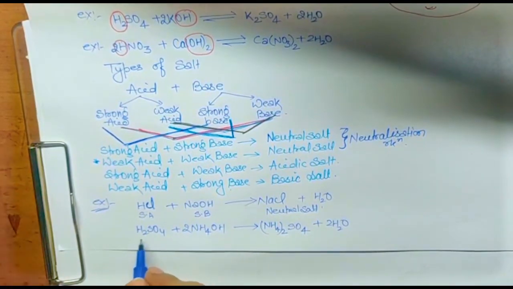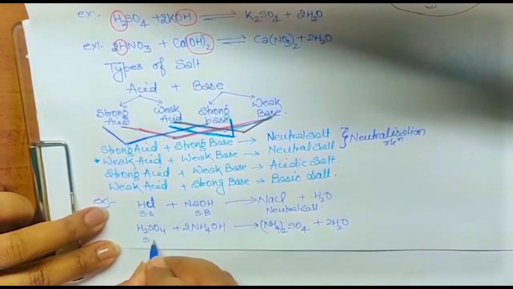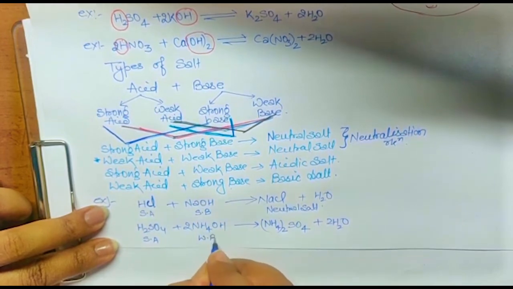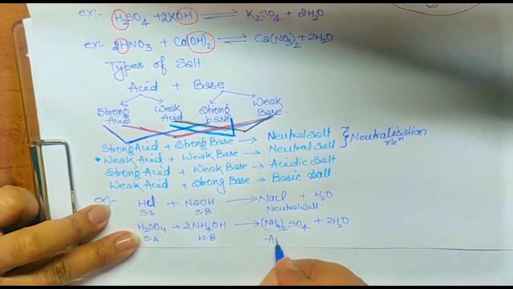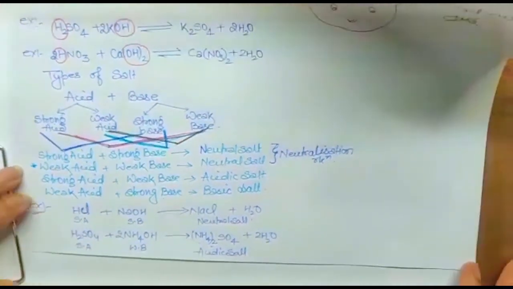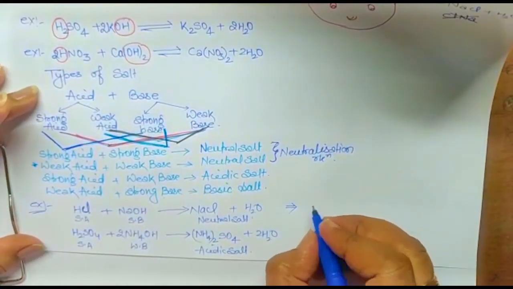So identify the acid and base. This one, is carbon there? No, carbon is not there. So it will be a strong acid. Is Na or K there with the OH? No. So what is it? Weak base. So which part is strong? Acid. So this salt will be considered as an acidic salt. Clear?